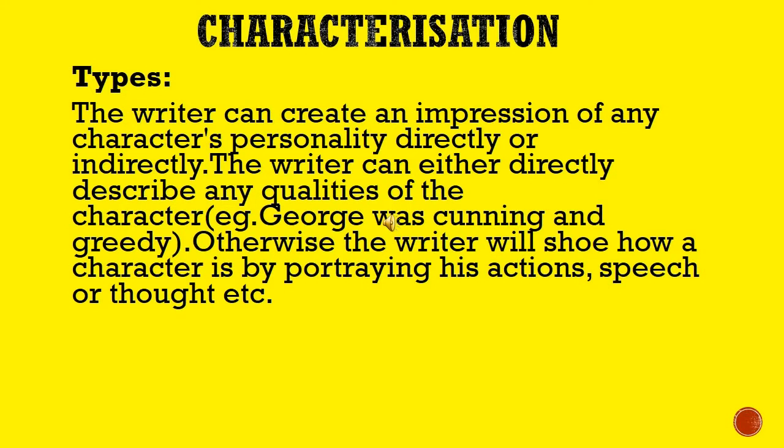Characterization. Types. The writer can create an impression of any character's personality directly or indirectly. The writer can either directly describe any qualities of the character, for example, George was cunning and greedy. Otherwise, the writer will show how a character is by portraying his actions, speech or thought, etc.